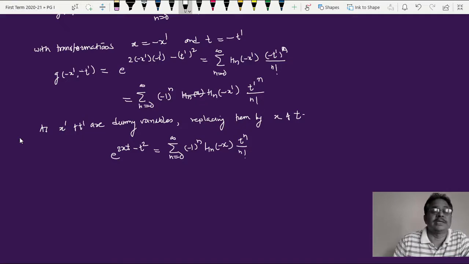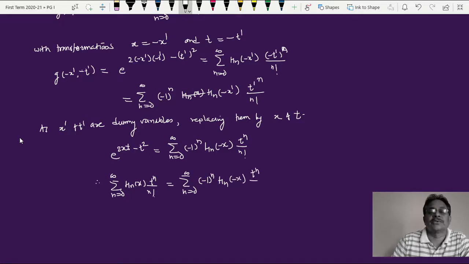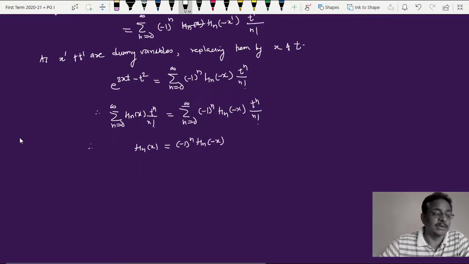And see here, the left hand side is nothing but summation over n equal to 0 to infinity of hn of x into t raised to n upon n factorial, which is equal to summation over n equal to 0 to infinity of minus 1 raised to n hn of minus x into t raised to n upon n factorial. So here the summation sign and t raised to n upon n factorial are common. So what remains in the bracket is, therefore, hn of x is equal to minus 1 raised to n into hn of minus x. This is the required result.